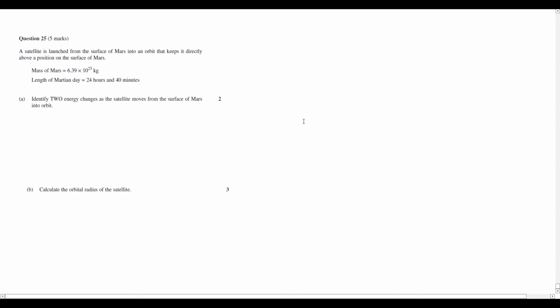So a satellite is launched from the surface of Mars into an orbit that keeps it directly above a position on the surface of Mars. Okay, so we know what those types of orbits are called. We know they're called geostationary orbits. So we are given that the mass of Mars is 6.39 times 10 to the 23 kilos, and the length of the Martian day is 24 hours and 40 minutes.